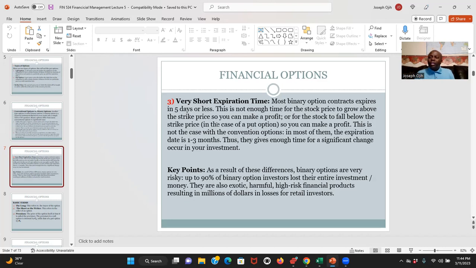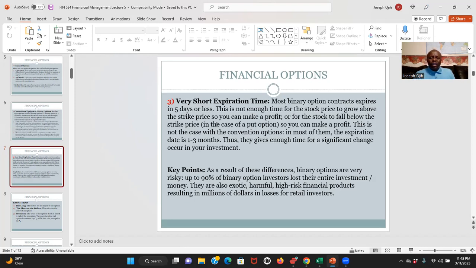And if the option is a put option that you want to make money when the price goes down, 5 days will not be enough for the stock to fall below the strike price either. Because with regular option, sometimes you have 1 to 3 months before the option expires. So that's enough time for the stock to either go up above the strike price and you make money, or for put option, go below the strike price and you make money. That is not the case with the binary option. After 5 days, it expires and the new contract is out.